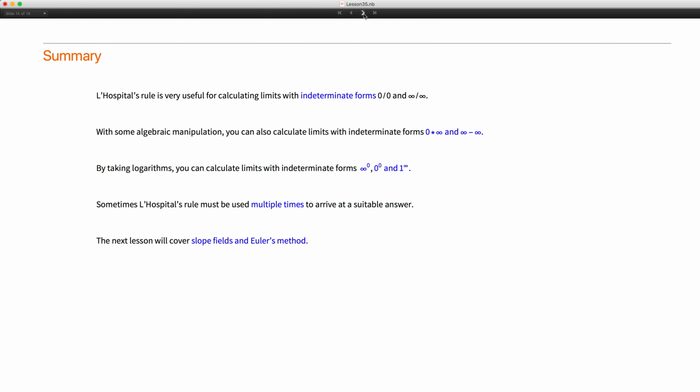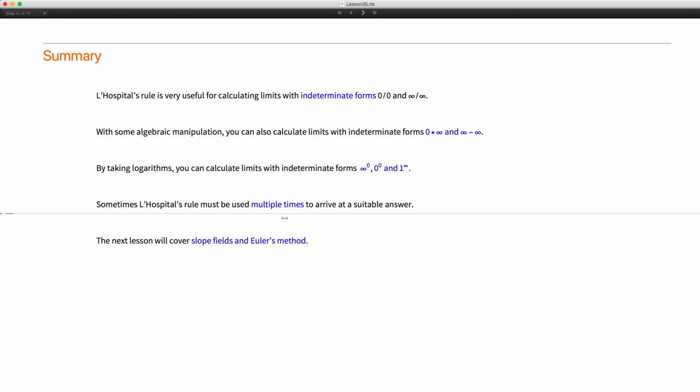Okay, that brings me to the end of the lesson. So basically, L'Hopital's rule is very useful when you have indeterminate forms of the type, let's say, 0 over 0 and infinity over infinity. But of course, if you've got something like 0 raised to infinity or other things, you can work too. So let's say with some algebraic manipulation, you can tackle the case where you have 0 times infinity and infinity minus infinity. And if you take logarithms, then you could also tackle the cases where you have infinity raised to 0, 0 raised to 0, and 1 raised to infinity. And of course, sometimes you will need to apply L'Hopital's rule multiple times to arrive at a suitable answer.